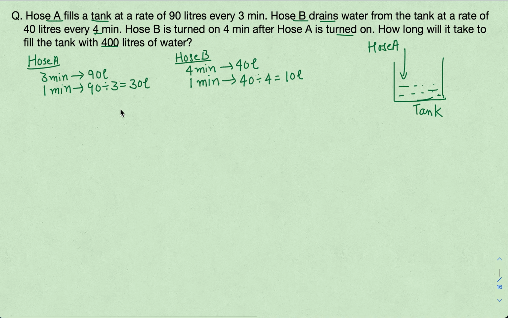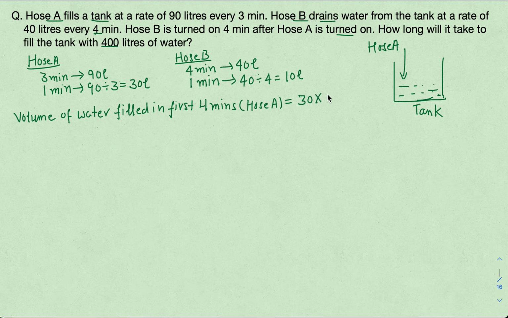So let's do that. Let's write it. Volume of water filled in the first 4 minutes, right? So it's obviously by hose A. So how much will it be? It's obvious. In 1 minute, it is 30 liters. So in 4 minutes, it will be 30 times 4, right?